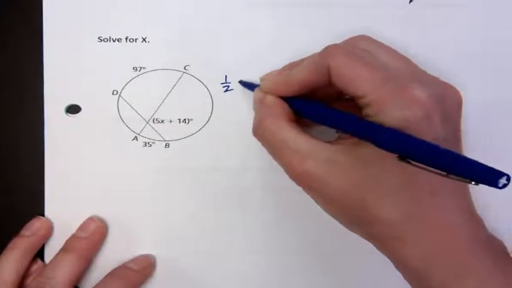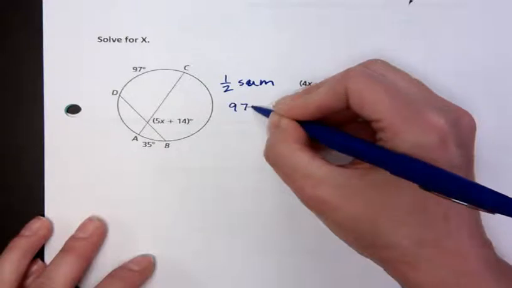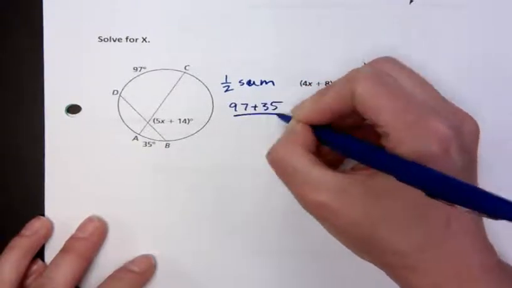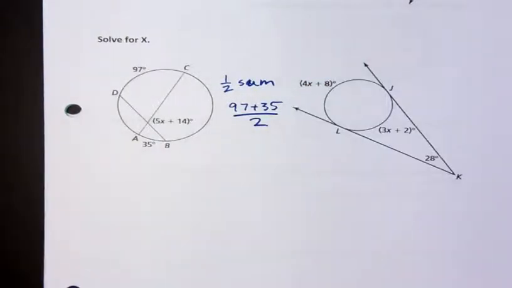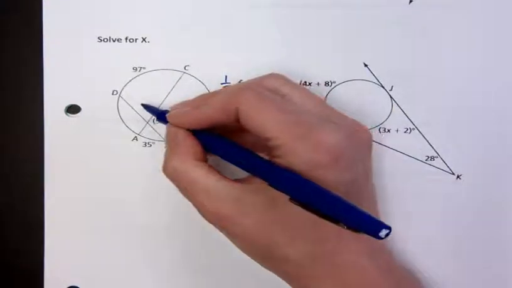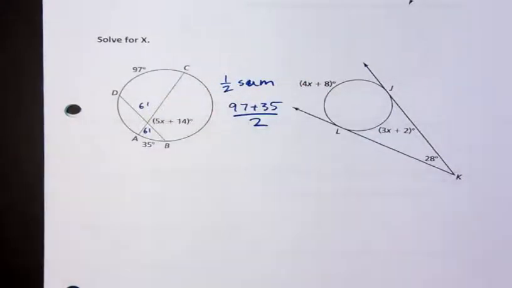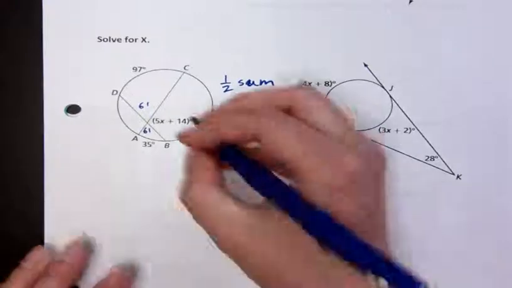Yeah. So half the sum, and this time they gave us the two parts to add, so it's just 97 plus 35 divided by 2. What's that give us? It's half the sum. 71? No, 61. So 61 are these two interior angles. What am I going to do now to solve for 66? Okay. What is it? 66.